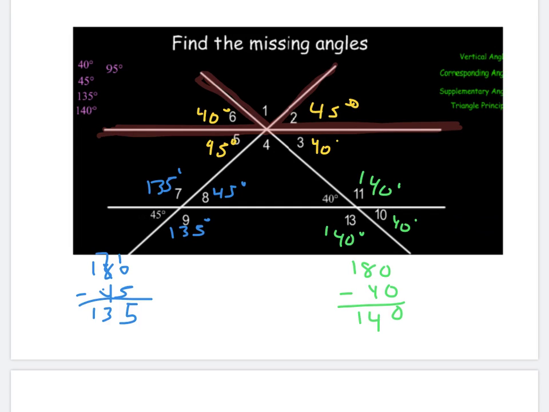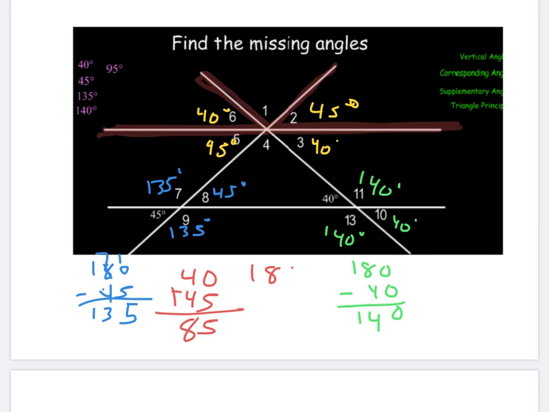Okay? So I know that that straight line has to be 180 degrees. I know also that we've already used angle 6, which is 40 degrees, and angle 2, which is 45 degrees, of that 180 degrees. So I'm going to take the two angles that we know, the 40 and the 45, and I'm going to add them together. So 5 plus 0 is 5, and then 4 plus 4 is 8. So I know the parts that we've used so far are 85 degrees. Because they make that straight line, all three of them, they're supplementary, right? Which means that they make 180 degrees together.